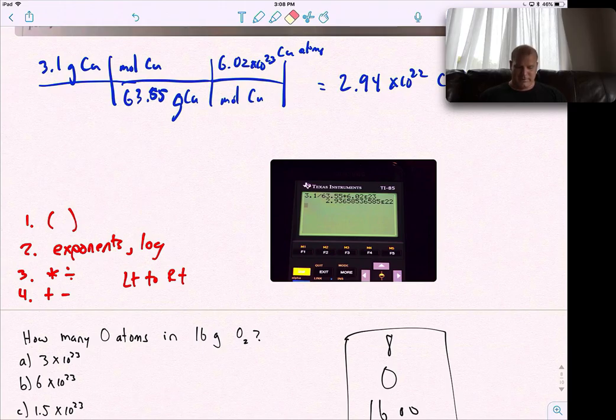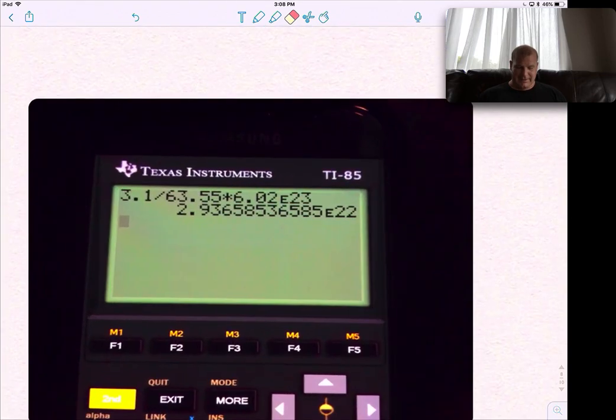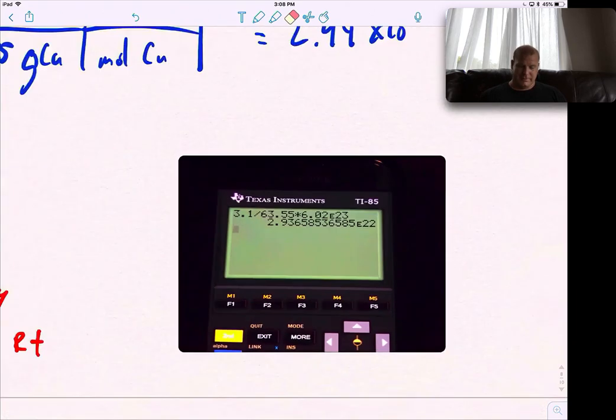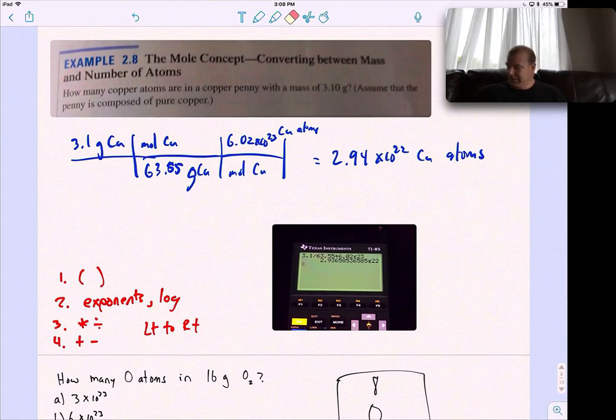So meaning my calculator, as a computer, takes 3.1, divides it by 63.55, and takes that answer and multiplies it by Avogadro's number. If you were to put parentheses in here, it would do 63.55 times Avogadro's number first, and then divide that by 3.1. So remember, our computers are smart, but they can only do what we tell them to.